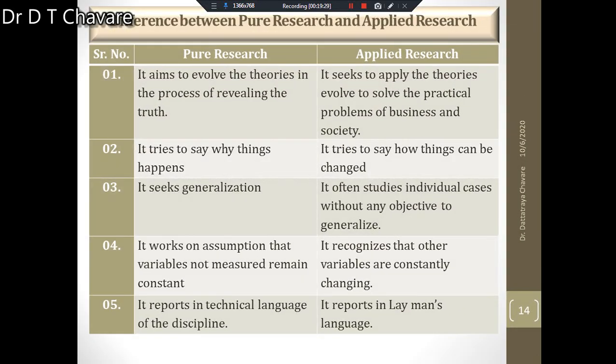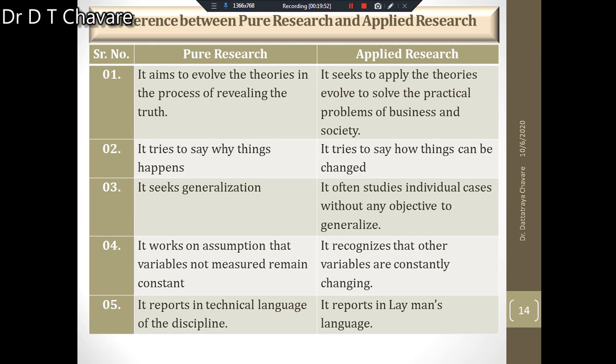Now we have to understand what is the difference between pure research and applied research. There are 5 points. With the help of those 5 points, you can distinguish these 2 types. Okay, you can explain the difference between these 2 types of research, first pure research and second applied research. What is the difference?